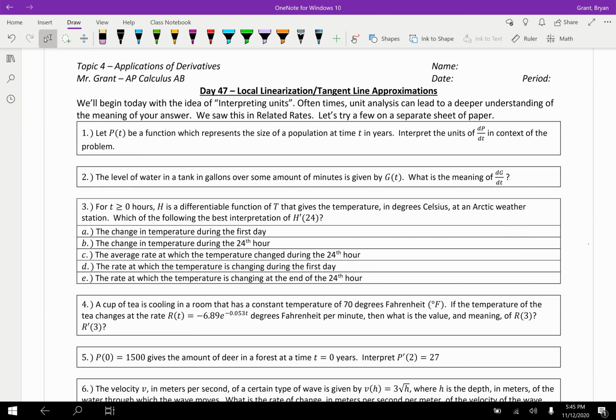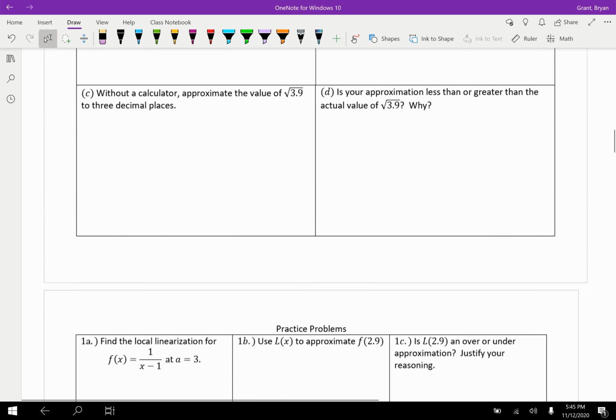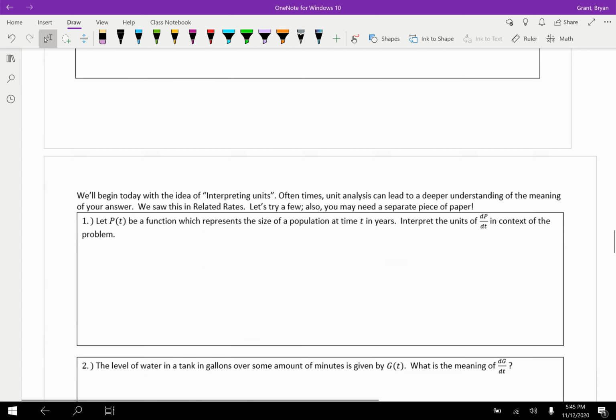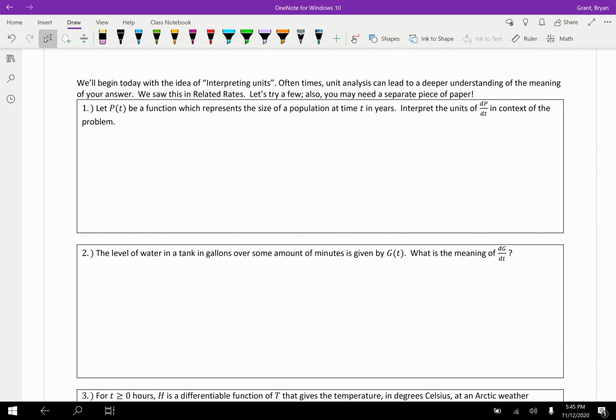Some of these require a calculator, some do not. And I'm going to go ahead and probably work through a few of these. However, a lot of them are pretty logic-based, and once you see how to set them up, I would really suggest just pausing me, trying them all, and then checking your answers at the end. So I'm going to scroll down to where I set these up to have more room. You'll probably want a separate piece of paper.